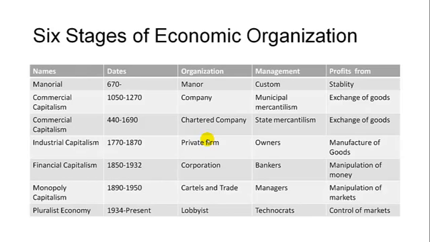And the first one was, as he puts it, in 1050, commercial capitalism, which is trading cartels, which was mercantilism, as he put it, municipal mercantilism, where, as he says, traders found out that their goods were worth more elsewhere where those goods could not be had, and vice versa. So they basically made profits from the exchange of goods from one place to another.